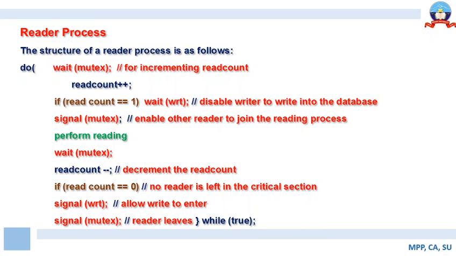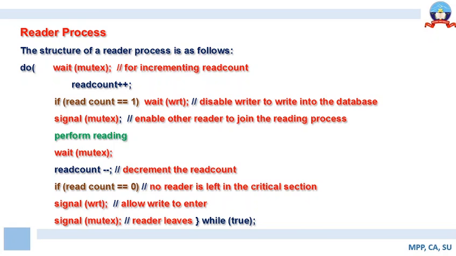So if mutex is 1, then it will decrement mutex by 1, and it will increment the value of read count. That means there is a reader who wants to read the file, so it will increment the read count. Once the read count is incremented, if read count is equal to 1, now just see here there is a statement: if read count is equal to 1, then wait write. So when there is a reader reading the file, no writer should be allowed to have access to the file. So that is the logic here.